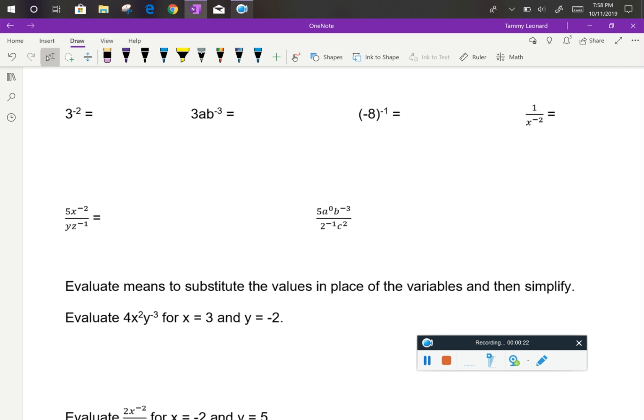So 3 to the negative second power is the same as saying the reciprocal of 3 to the second power. And then we know we can keep simplifying so that this is 1 over 9, since 9 is 3 squared.